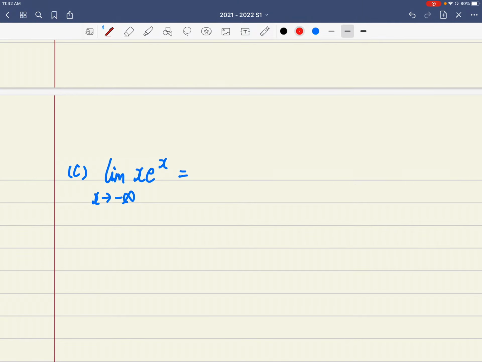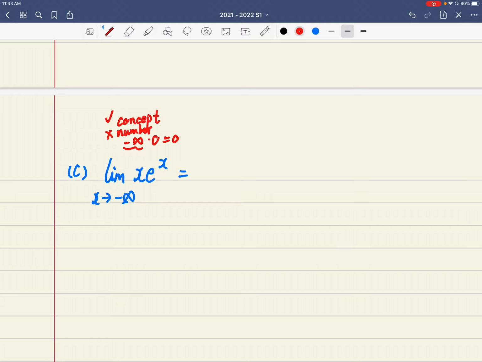When x is approaching negative infinity, e to the power of something approaching negative infinity is 0. Some of you might conclude that the result is just 0. This is wrong. The reason it's wrong is that positive infinity or negative infinity is a mathematical concept. It's not a number.